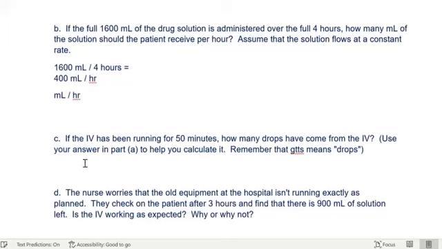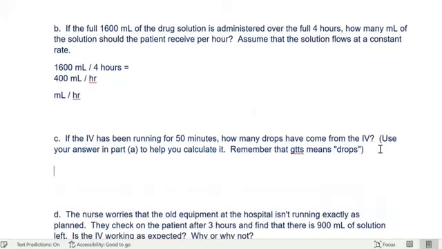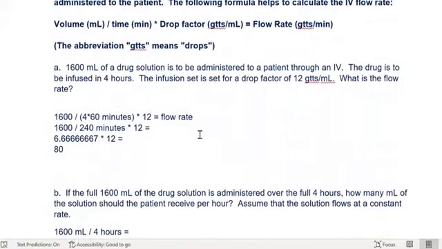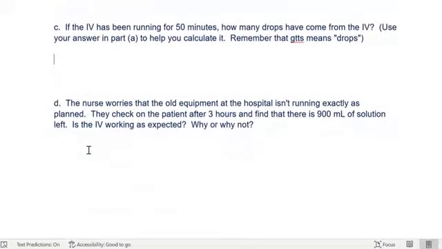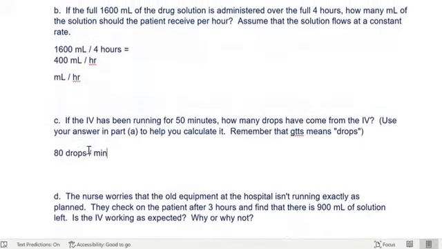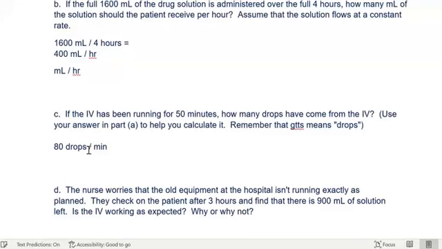Part C says that this has been running for 50 minutes. How many drops have come from the IV? Up here in part A, we found out it's 80 drops per minute, right? So if you've run, that's what DTTS stands for, I guess. I'm not in the healthcare field, but that's what I've been told.